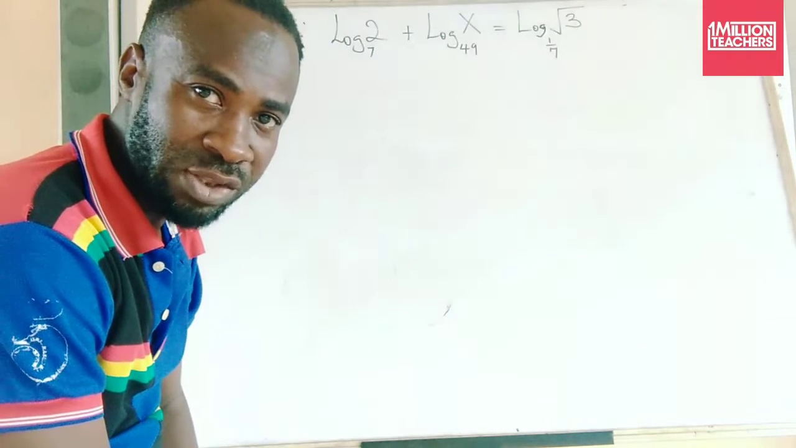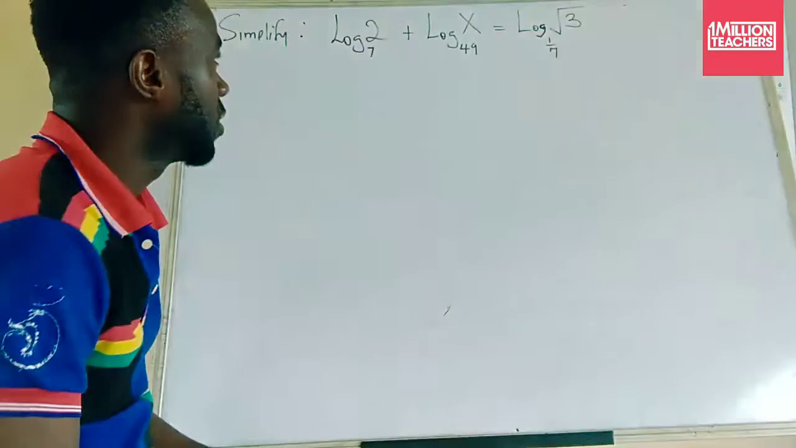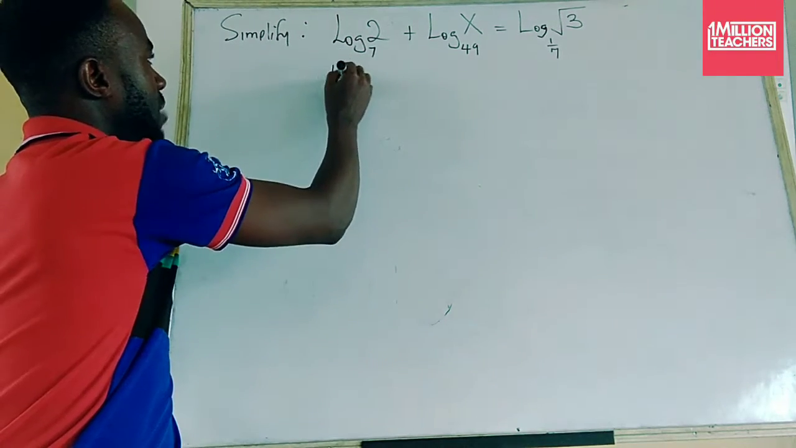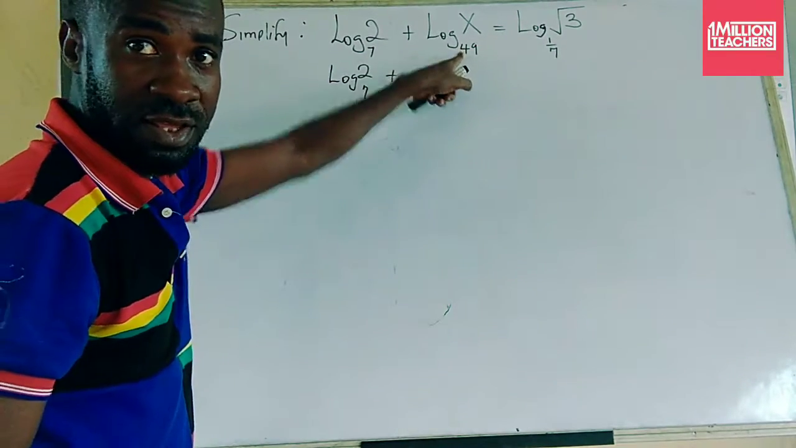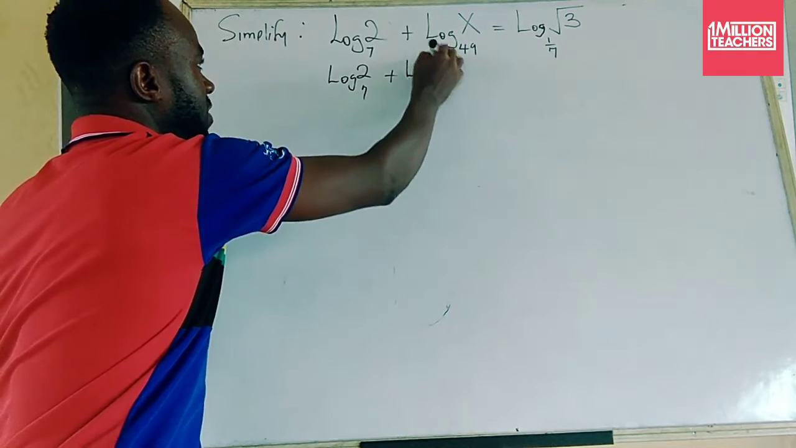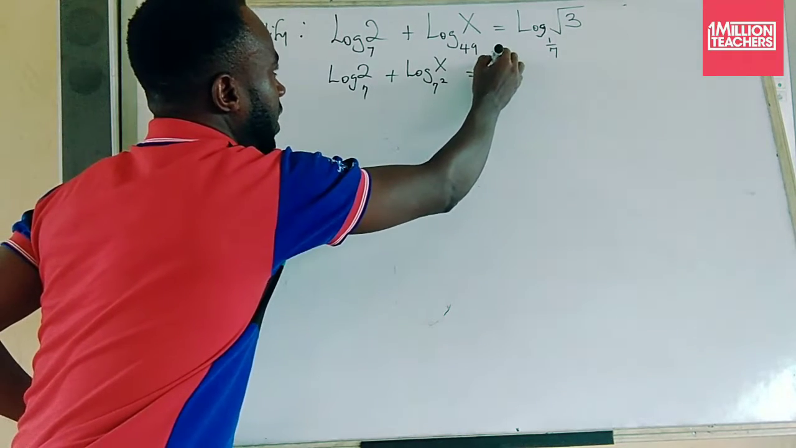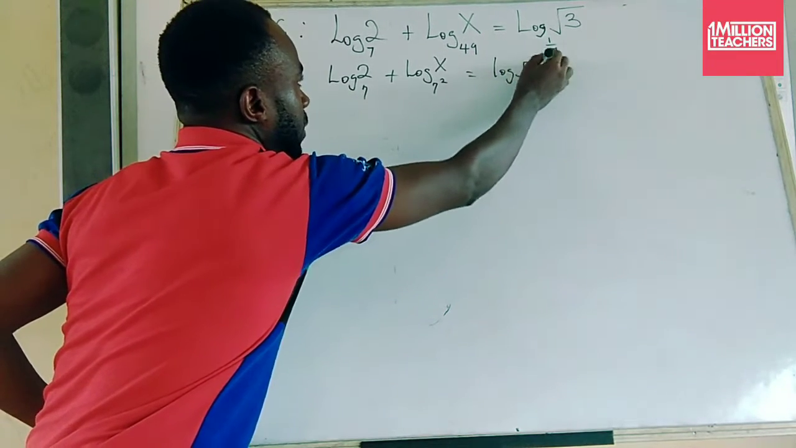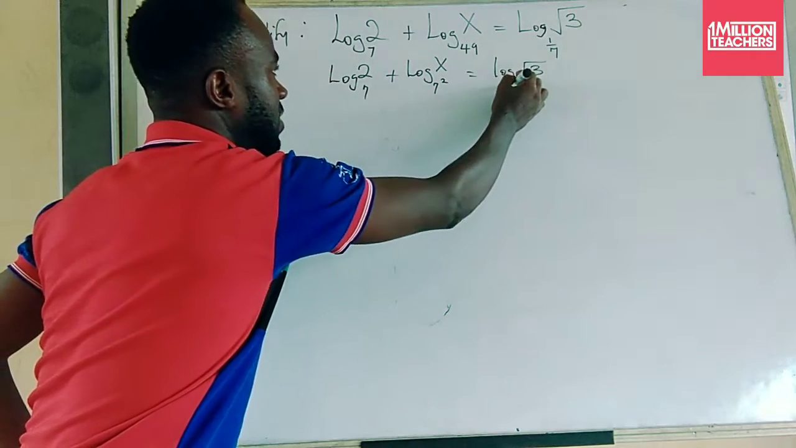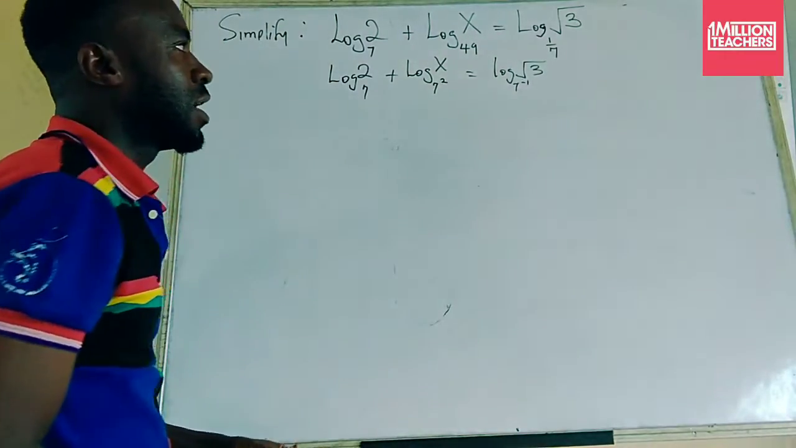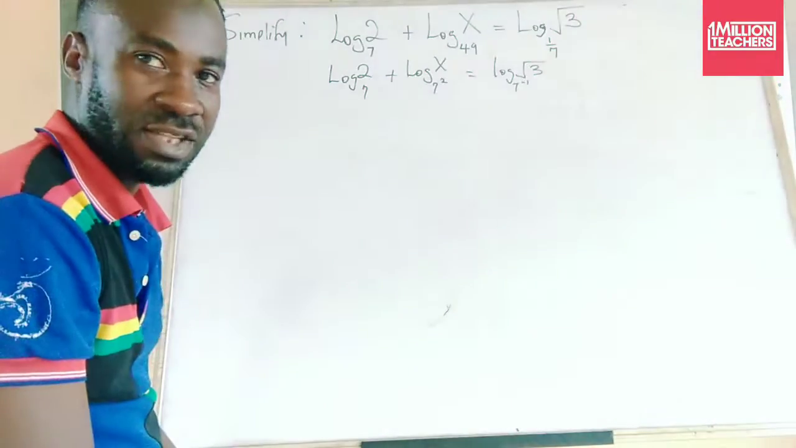Now the only way we can do this is to convert all their bases to be the same. Okay, so what I'm going to do is make them have the same base. Now you see this 49, I can write this base 49 as 7 raised to the power of 2. I can also write this fraction, this 1 over 7, as 7 to the power of minus 1. Now you can see that it's already tilting towards base 7, but not yet.